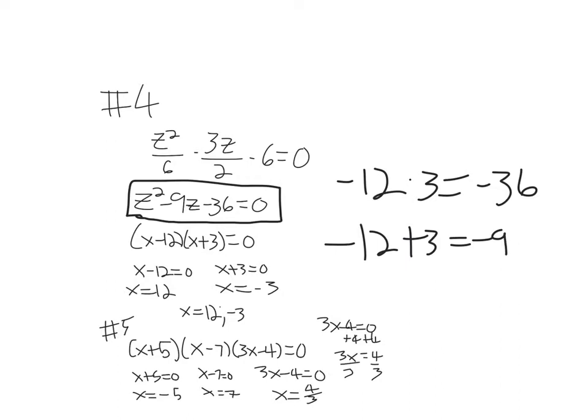Then you would set those equal to 0. x minus 12 times x plus 3 equals 0. So it'd be x minus 12 equals 0, and then x plus 3 equals 0. x would equal 12 on this side, and then x would equal negative 3. So then your two answers would be x equals 12 and negative 3.